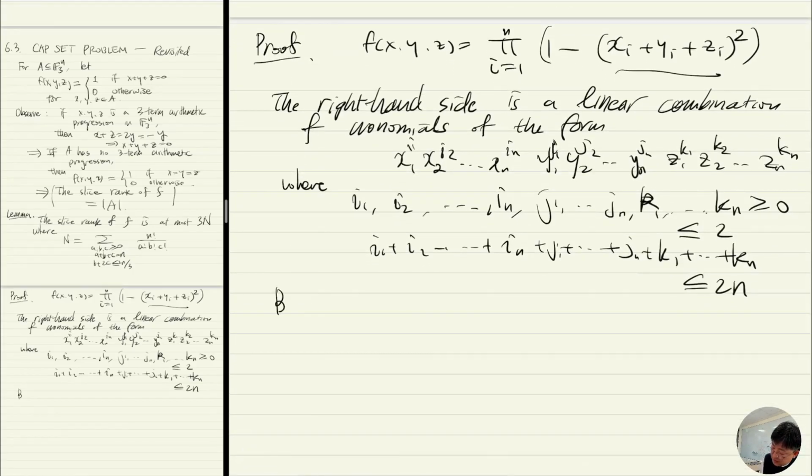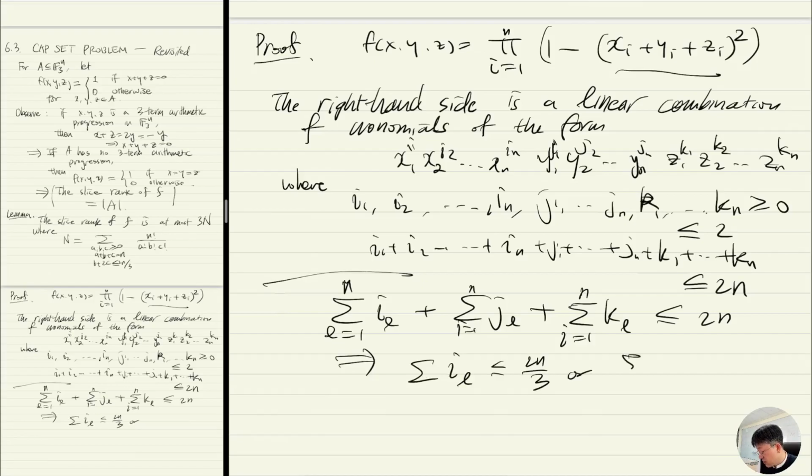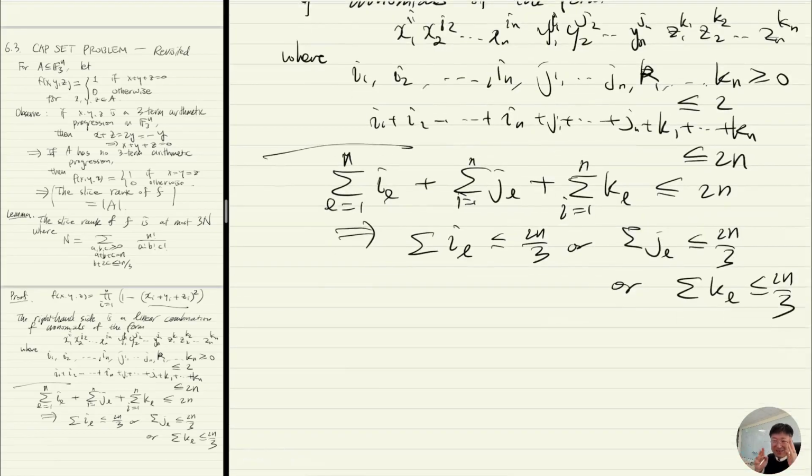Now, what we know is the sum of the i_l, and the sum of the j_l, and the sum of the k_l is at most twice n, right? So that means either the sum of i_l is less than or equal to 2n over 3, or the sum of j_l is less than or equal to 2n over 3, or the sum of k_l is less than or equal to 2n over 3 for each monomial. Because after you expand, for each monomial, either the i values are small in total, or the j values, or the k values.